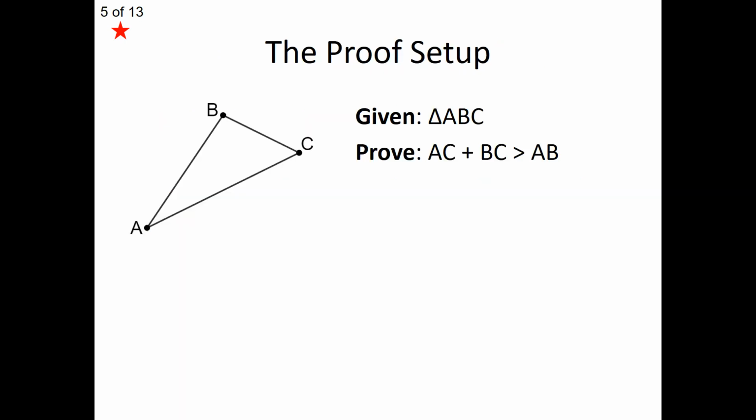So this is our proof setup. I'm giving you triangle ABC. There's nothing special about this triangle. It's very much like how we proved the triangle angle sum theorem, where we want an average triangle with nothing special about it. We don't know anything about its angles or its sides, simply that this triangle exists. We're going to pick the two sides AC and BC. We're going to add AC plus BC together, and we're going to prove that the sum of these two sides is greater than AB.